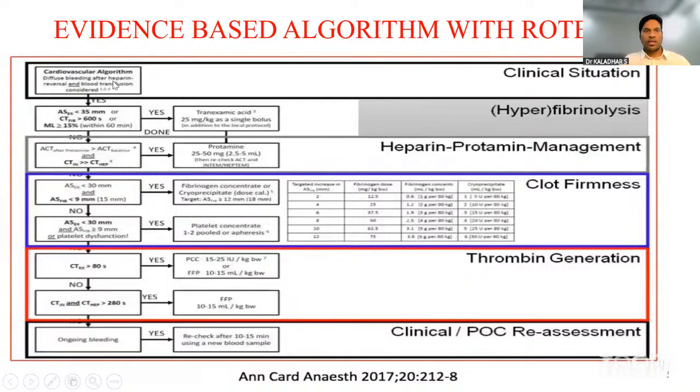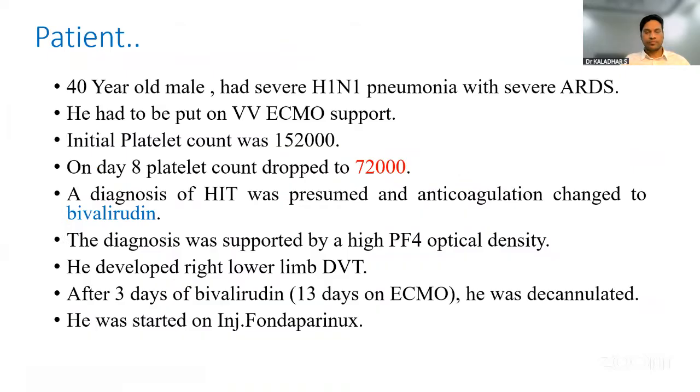There is one algorithm I came across where they look at different variables. Depending upon that, suppose a fibrinolysis mechanism is in place, or whether there is more heparin effect because of which protamine has to be given, clot firmness we have to look at, and whatever else we were discussing, all of those can be looked at depending upon these different variables and the algorithm.